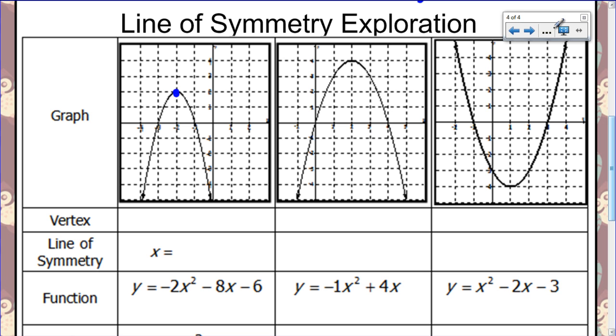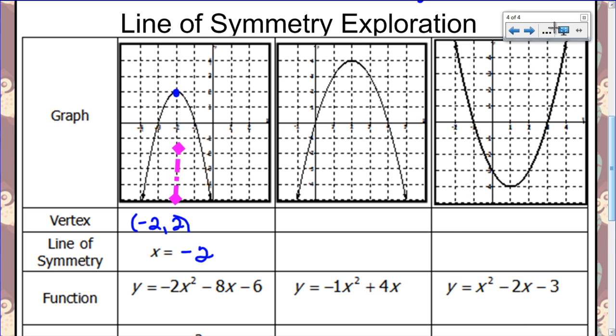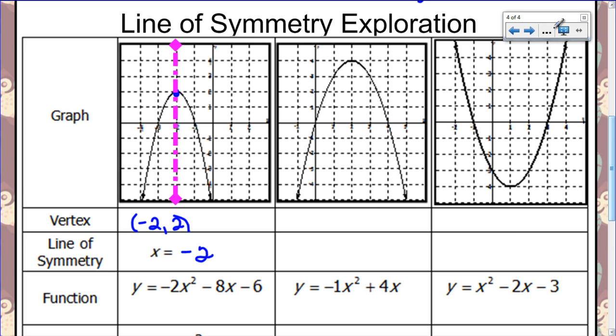The vertex right here is at negative 2, 2. And I told you earlier that the line of symmetry, which goes right through the middle, is the x value of that vertex, which happens to be negative 2. If you need to draw in your line of symmetry so you can see where it is, go for it. And you should be able to see that it crosses right through where x equals negative 2.